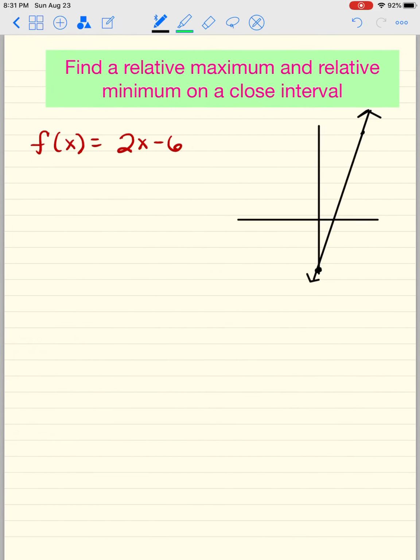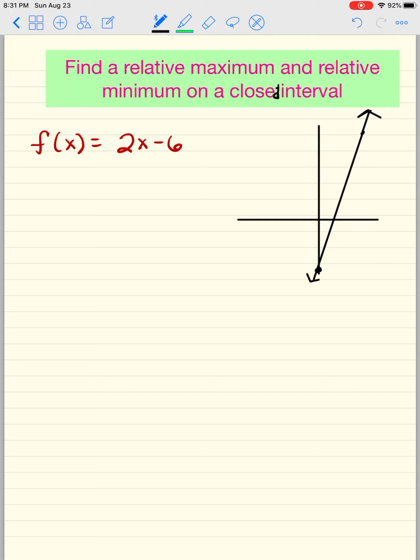In all our other examples, I went from negative infinity to positive infinity. Now I'm going to give you a closed interval, and you're going to tell me what the relative, I should put there, closed, what the relative max and min is.